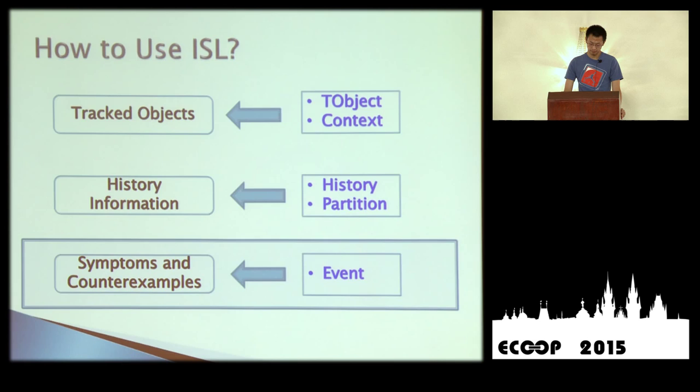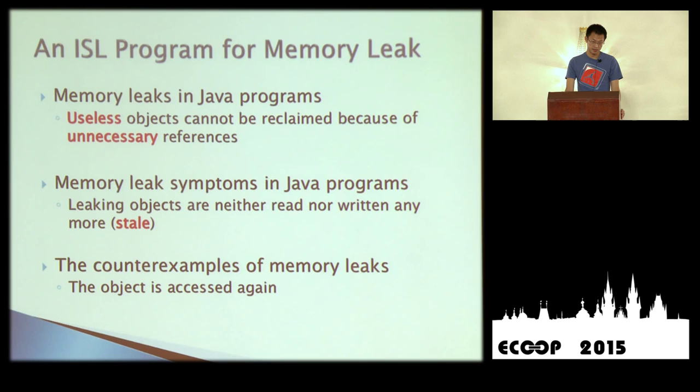To give you a better idea of ISL, I give an example here. This example can be used to detect memory leaks in general Java programs. Someone may ask why Java programs have memory leaks. Because some useless objects cannot be reclaimed because of unnecessary references. So we call those useless objects memory leaks.